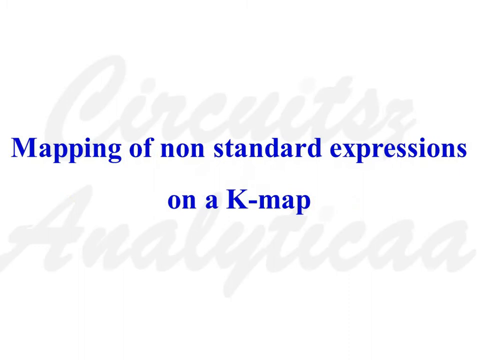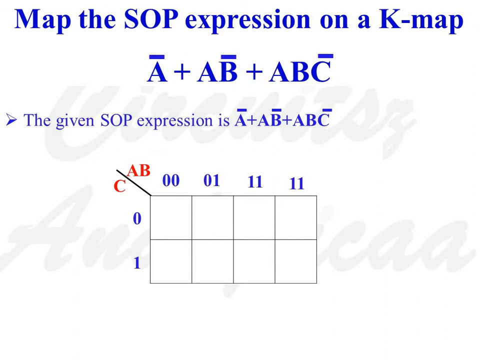In this tutorial, we will be discussing the mapping of non-standard expressions on a K-map. First problem. Map the SOP expression A bar plus A B bar plus A B C bar on a K-map.